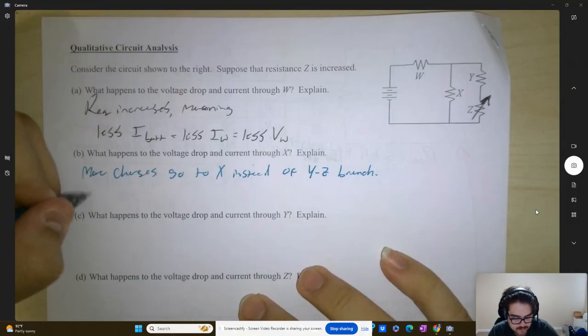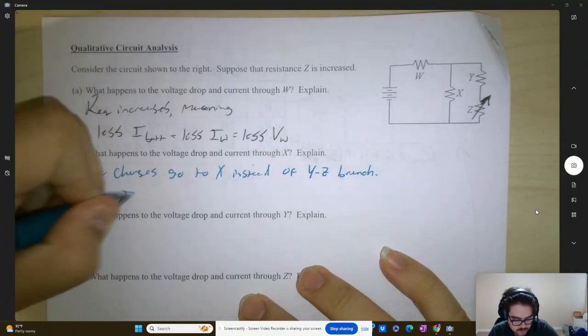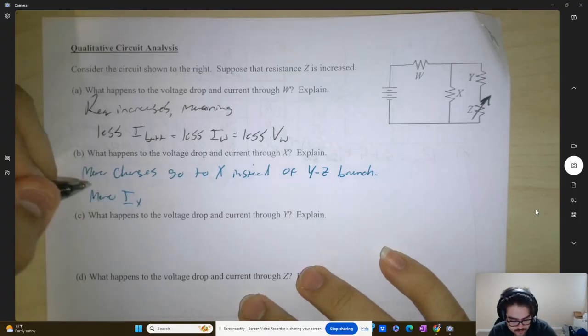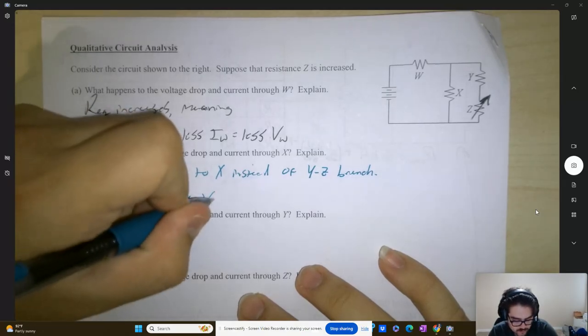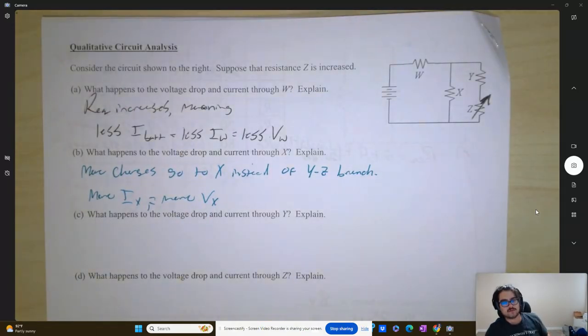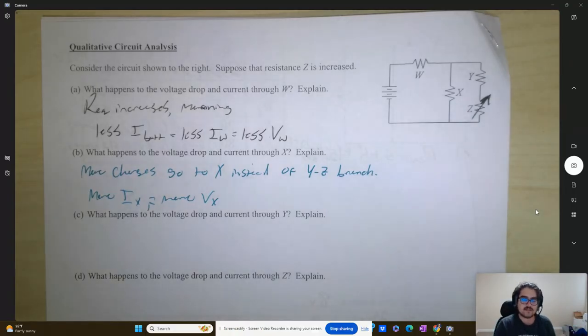Which means there's more current, and therefore more voltage on the X resistor. Again, resistance is staying the same, so that's not having any effect on it.